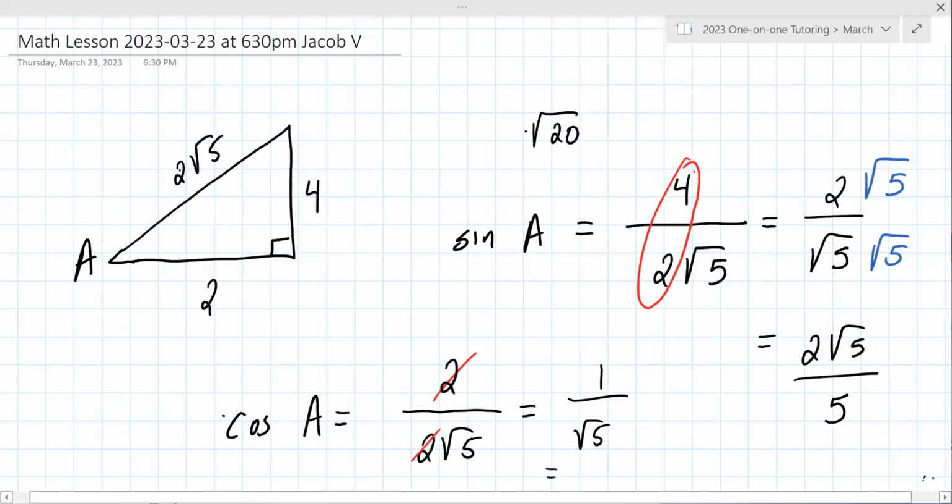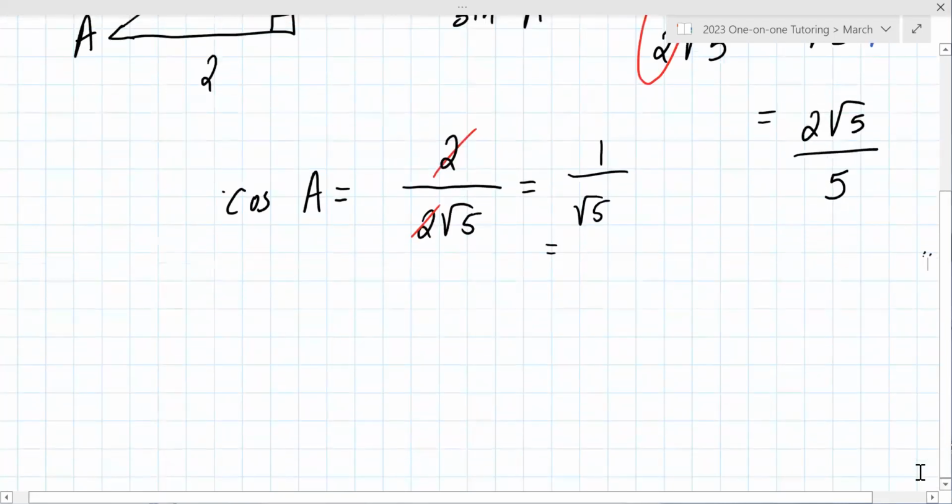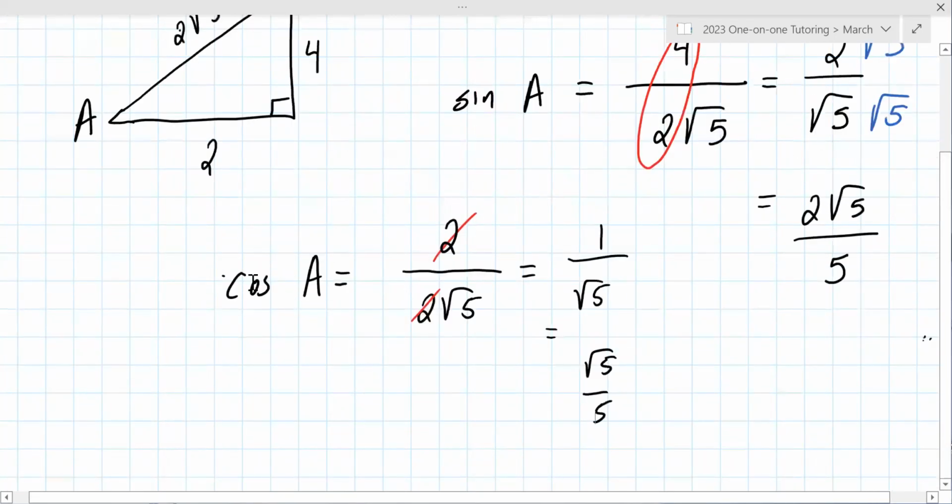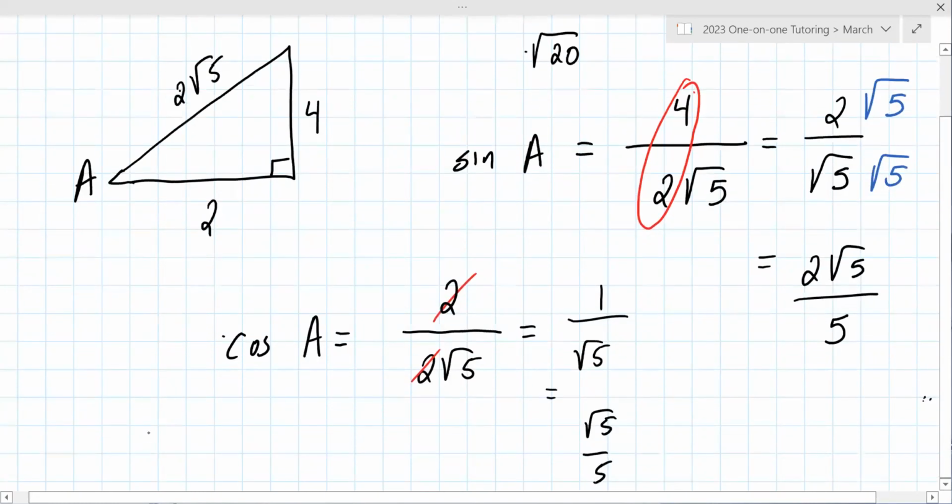You would not write the 1 in front. Even though it's there, you would write it as square root of 5 over 5. But let's say I wanted the tangent of A. Tangent of A is opposite over adjacent, so 4 over 2, which would just be 2. That's no big deal. There's no rationalizing needed. Okay, so let's look at another triangle here.